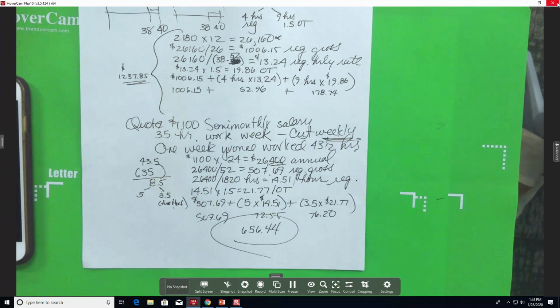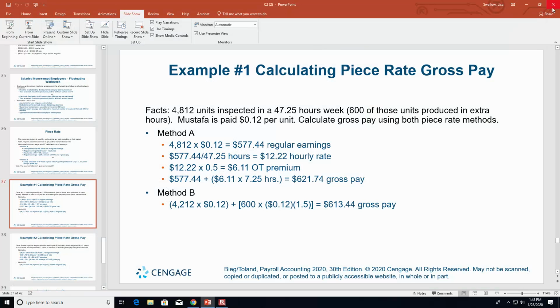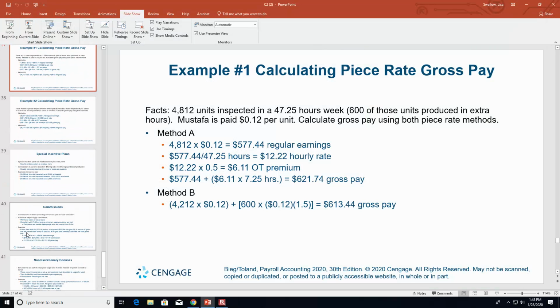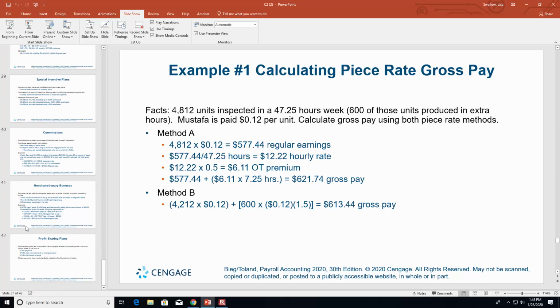And good work. Remind me to go through these last 4 slides on Thursday as well. Okay? Please?